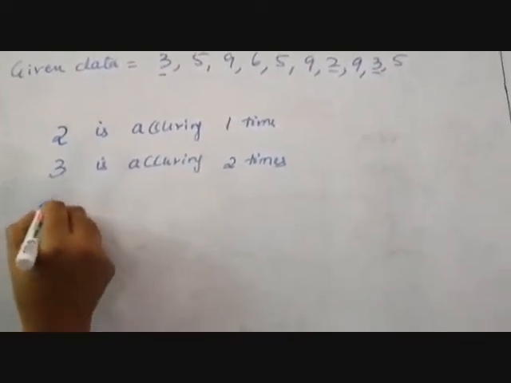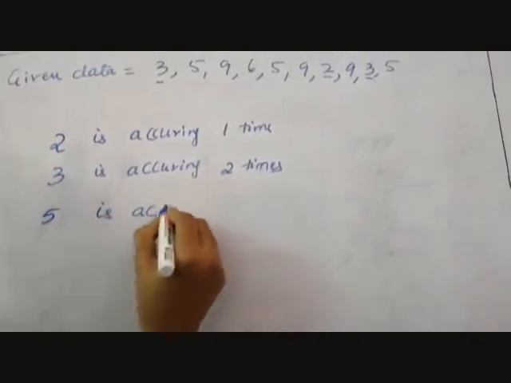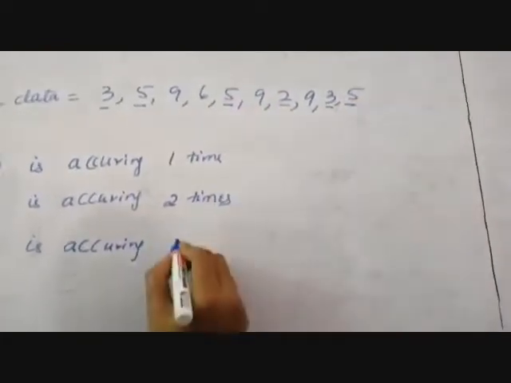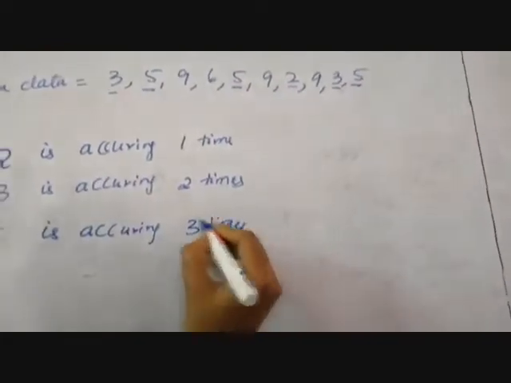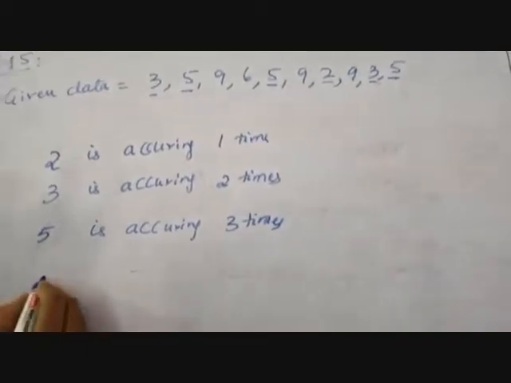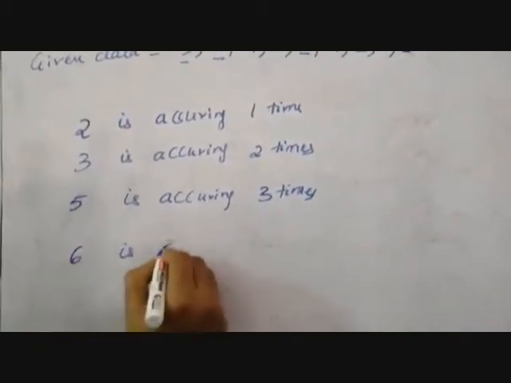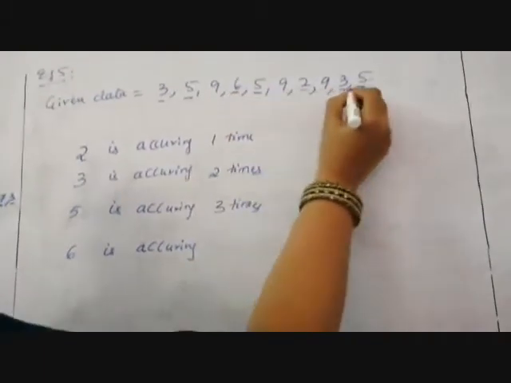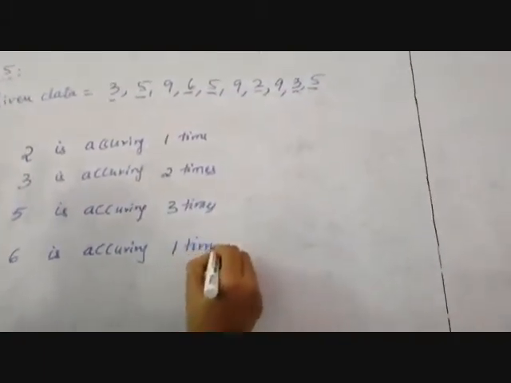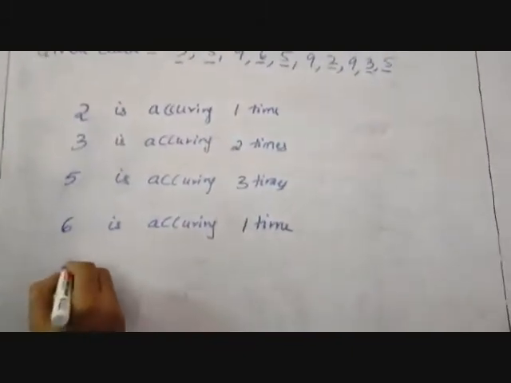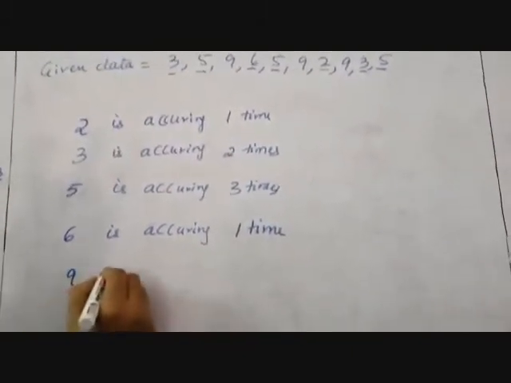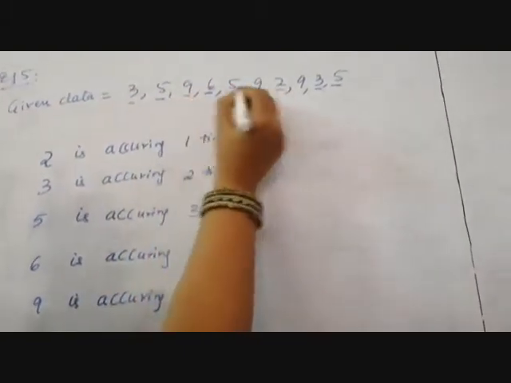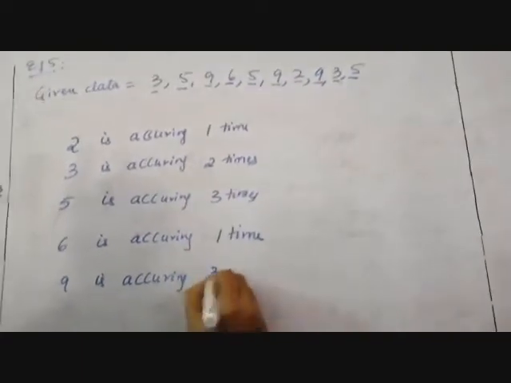Then next is 5. 4 is not there. 5 occurs 1, 2, 3 times. Then after 5 comes 6. 6 is occurring only 1 time. 6 is over. Then next is 9. 9 is occurring. How many times? Check it out, children. 1, 2, 3. 3 times.